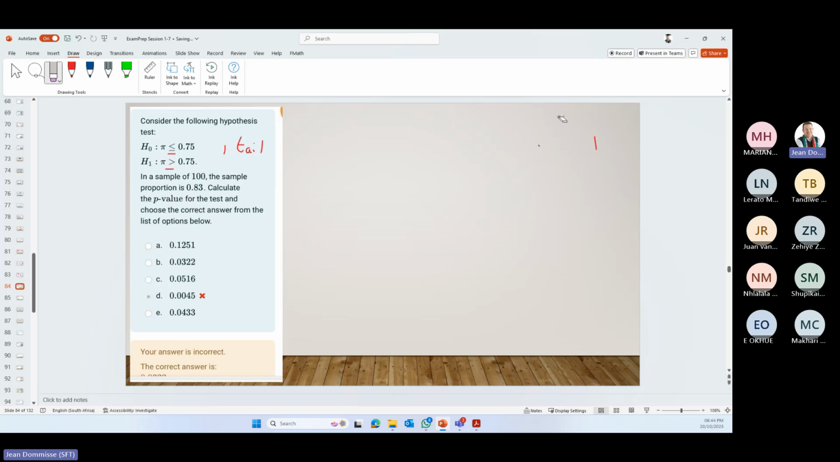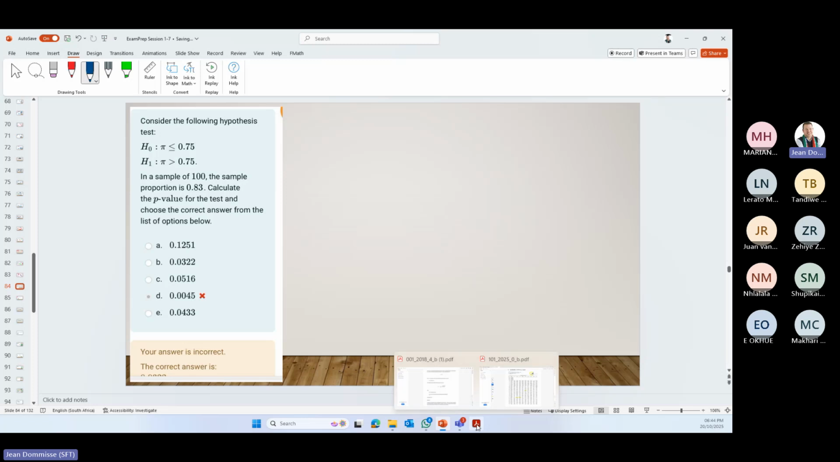So let's see the information that they give us, and then what do we need to do? They tell us to consider the following hypothesis: small or equal to, bigger. So that tells me we're working with one direction. This also, if you look at that, is proportions.